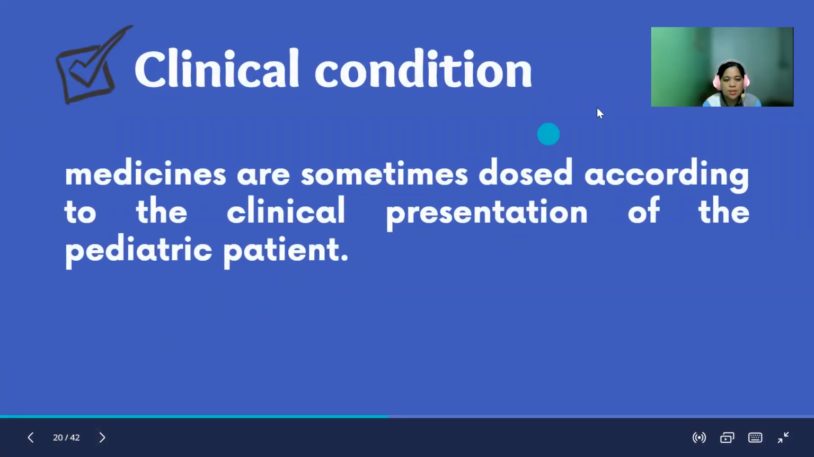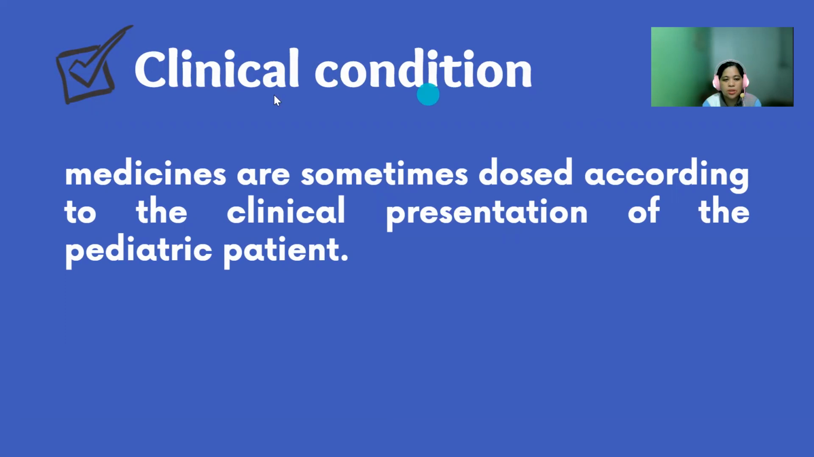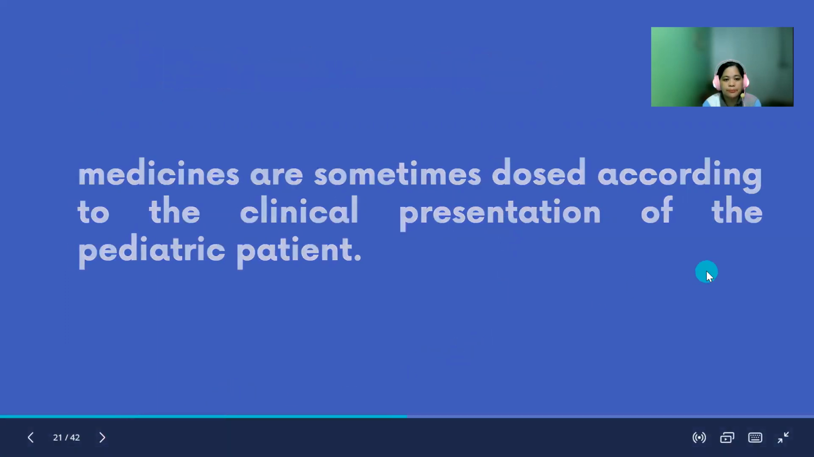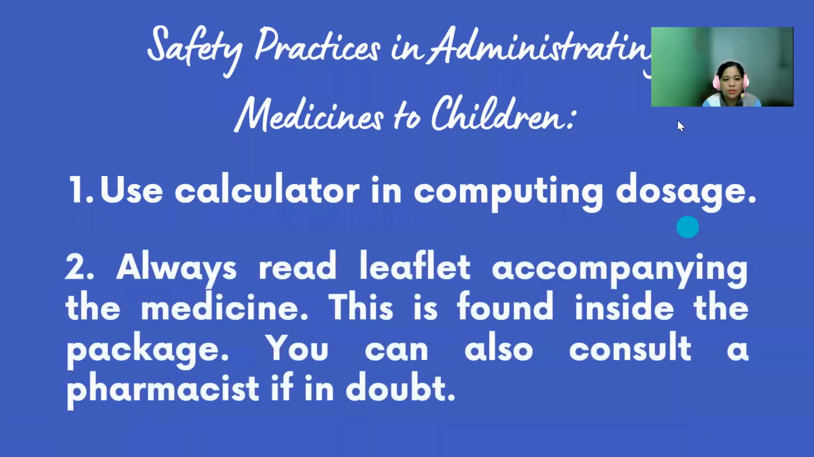So next is clinical condition. Medicines are sometimes dosed according to the clinical presentation of the pediatric patient. Next is safety practices in administering medicines to children.